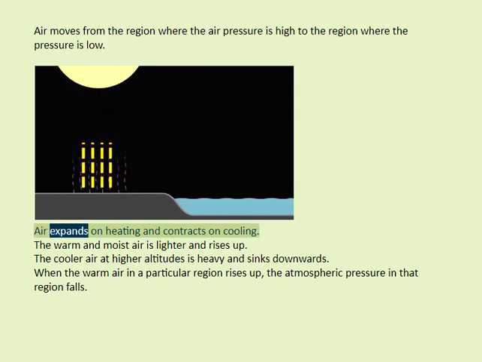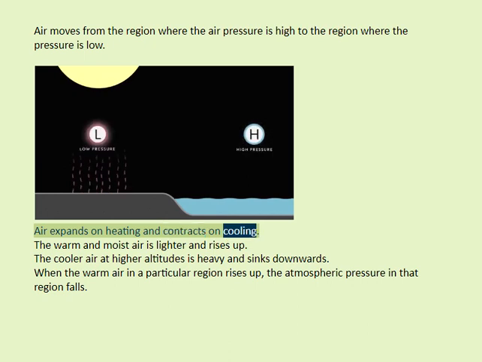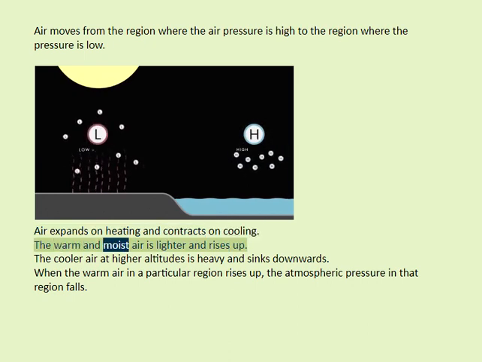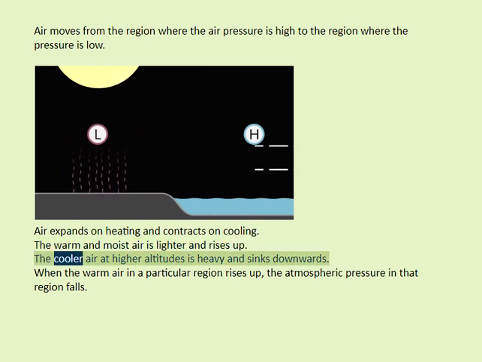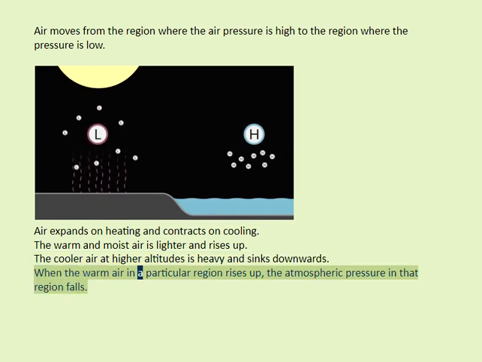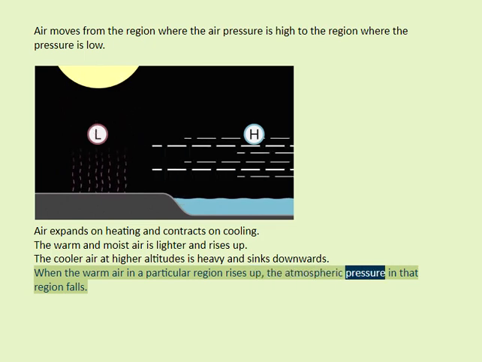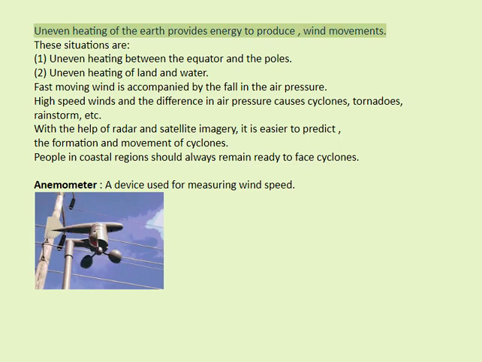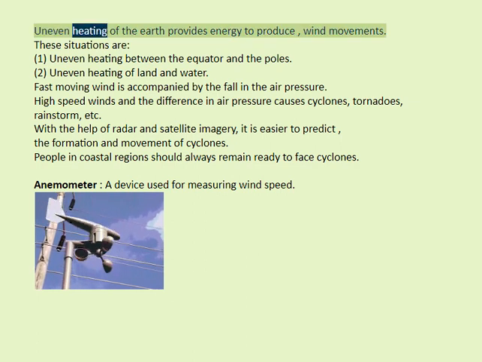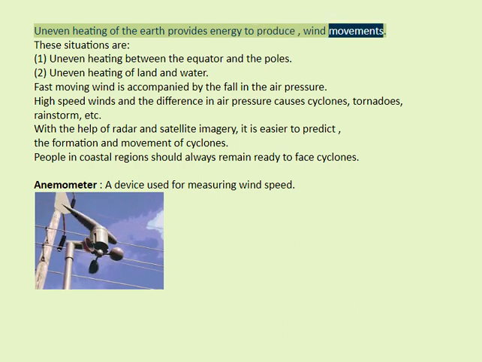Air expands on heating and contracts on cooling. The warm and moist air is lighter and rises up. The cooler air at higher altitudes is heavy and sinks downwards. When the warm air in a particular region rises up, the atmospheric pressure in that region falls. Uneven heating of the earth provides energy to produce wind movements.